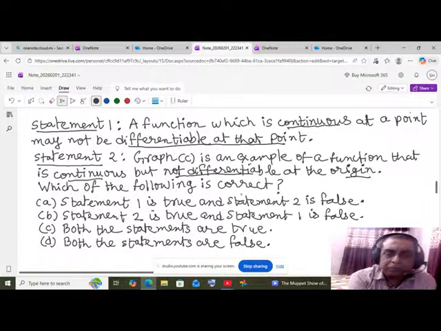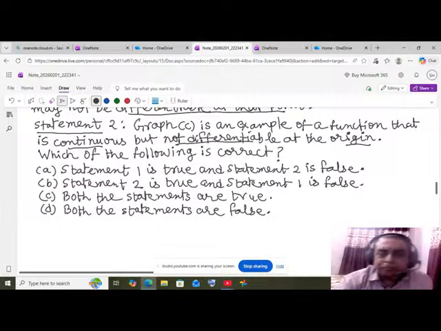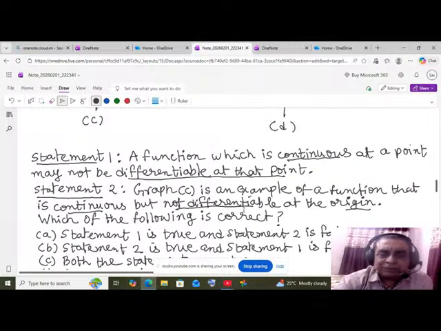Now, which of the following is correct? There are 4 choices given in the question. A. Statement 1 is true and statement 2 is false. B. Statement 2 is true and statement 1 is false. C. Both the statements are true. D. Both the statements are false. Now we have to think and say which is the correct choice.